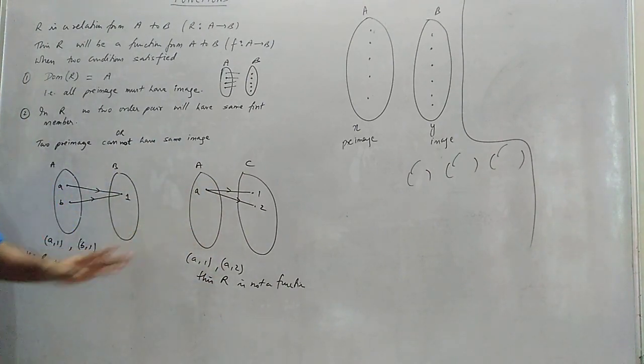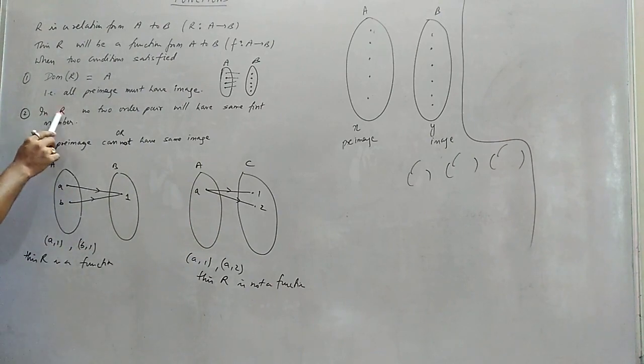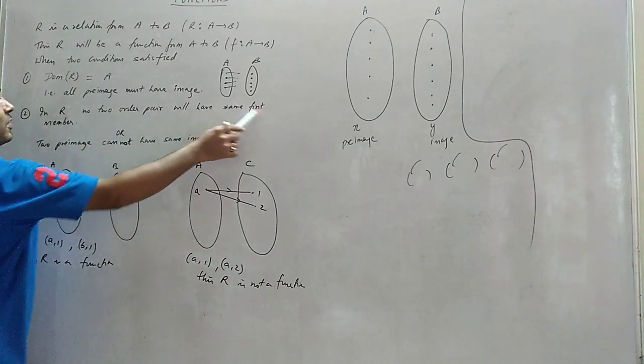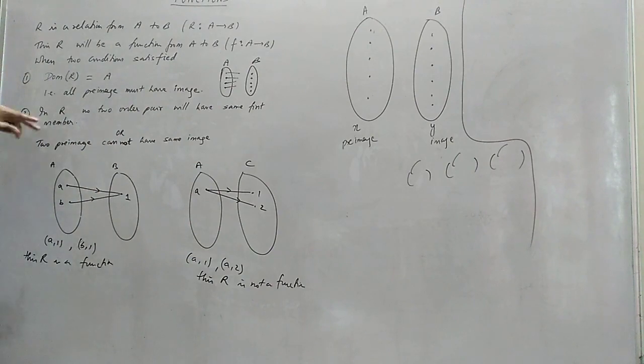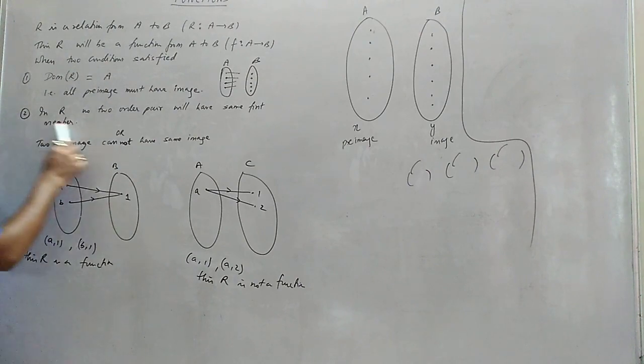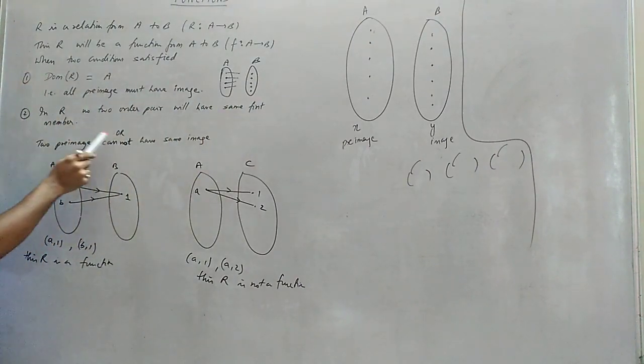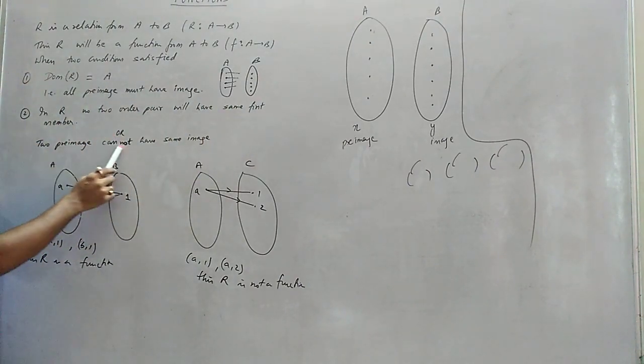Do you understand? So this is what is written out here. In R, no two ordered pairs will have the same first member. Then that R becomes a function. So here, both have different first members. The second member can be different, can be equal. Okay? But इसी को दूसरे language में क्या बोला जाता है? Two pre-images cannot have the same image.